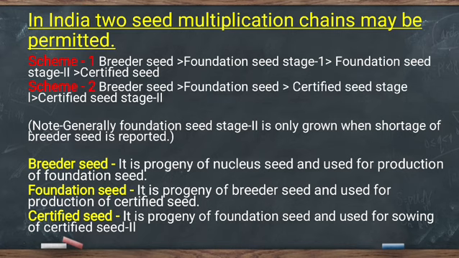Breeder seed is the progeny of nucleus seed and is used for production of foundation seed. Foundation seed is the progeny of breeder seed and is used for production of certified seed. Certified seed is the progeny of foundation seed and is used for sowing of commercial crop.